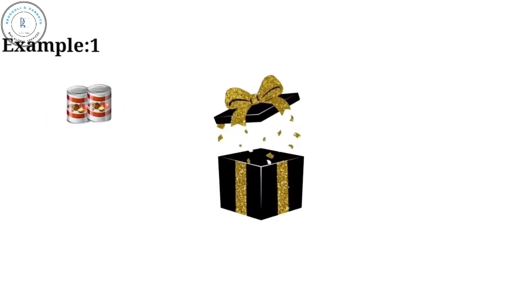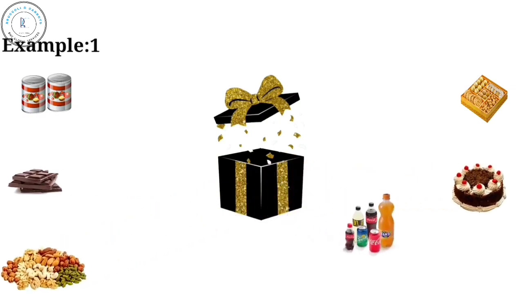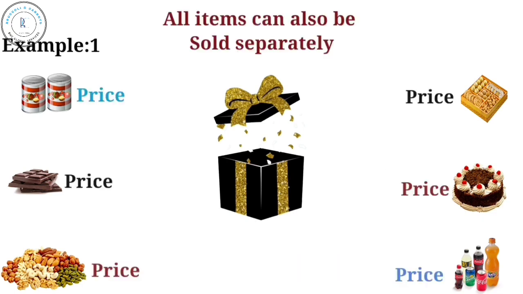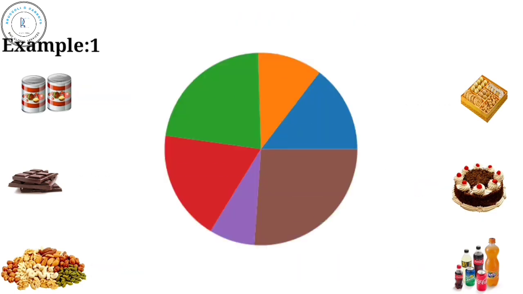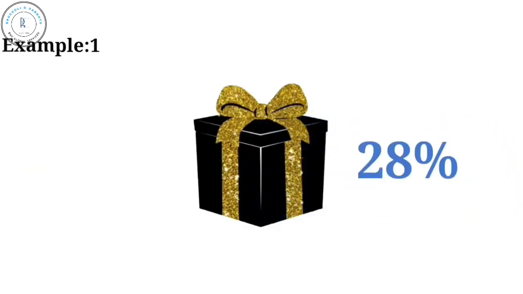For example, a Diwali gift box consisting of canned foods, sweets, chocolates, cakes, dry fruits, aerated drink and fruit juices, supplied for a single price is a mixed supply. All are also sold separately. Since aerated drinks have the highest GST rate of 28%, aerated drinks will be treated as principal supply and 28% will apply on the entire gift box.